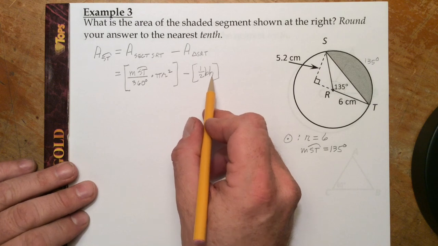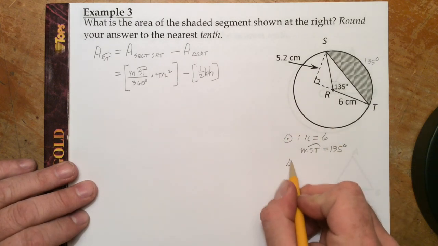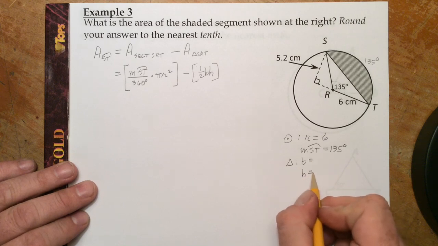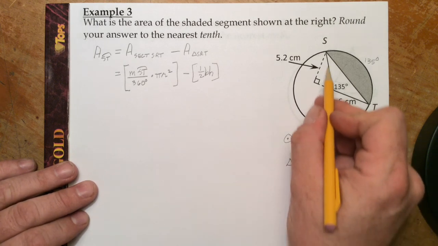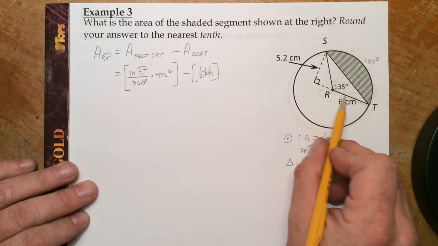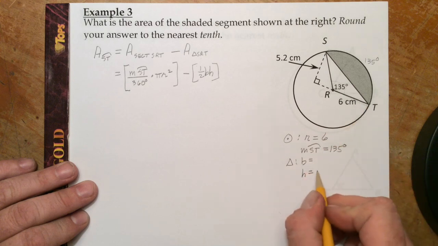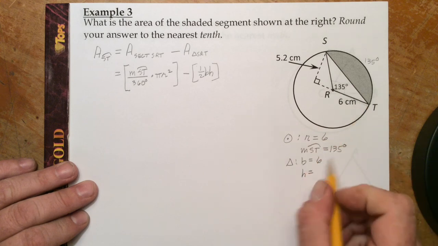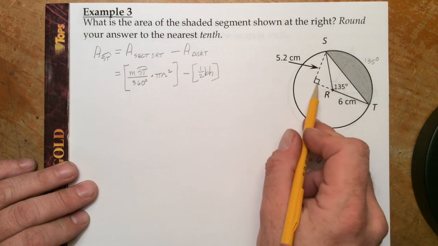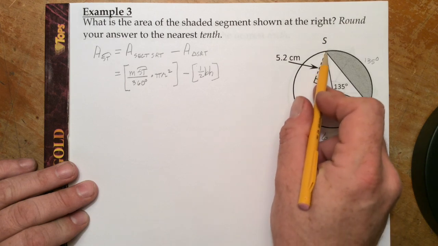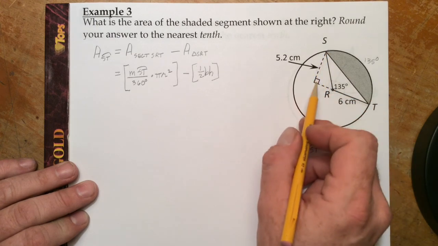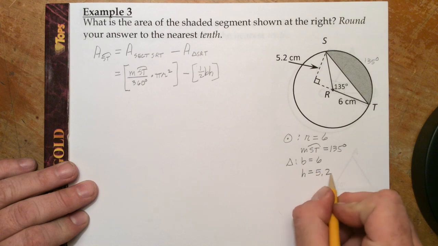Now let's find b and h for the triangle, the base and the height. Remember, base and height are always perpendicular to each other. The triangle here is an obtuse triangle, so the base is 6 centimeters, which is the same as the radius in this particular case. And the height has to be perpendicular, so it's got to be a part of this extension up to the other third point of the triangle right here. So this is the height, 5.2 centimeters.